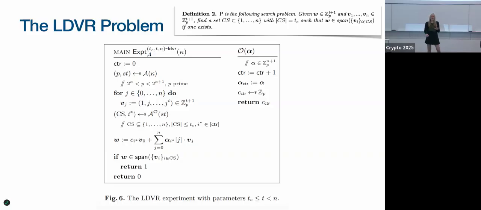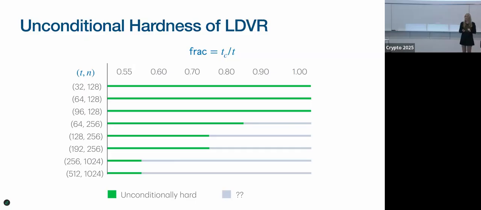But the important thing to note here is that LDVR is defined as an assumption, and it's an assumption that we're using to prove the adaptive security of Frost. And we additionally show the unconditional hardness of LDVR.